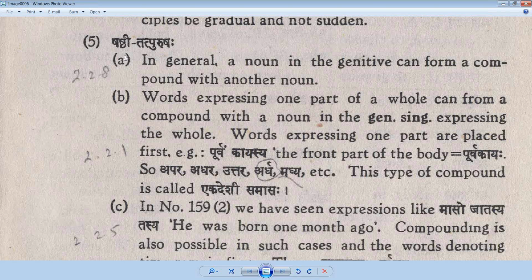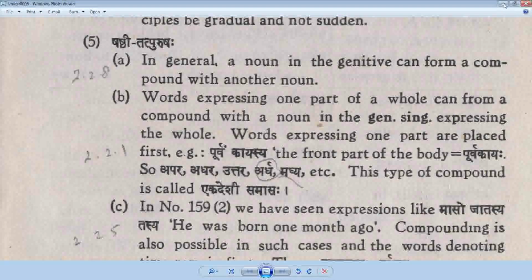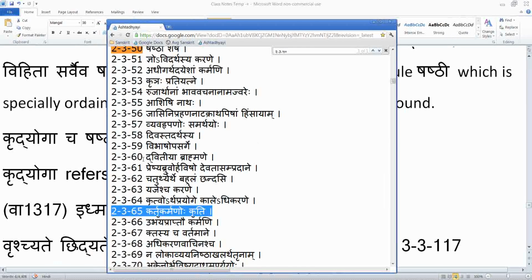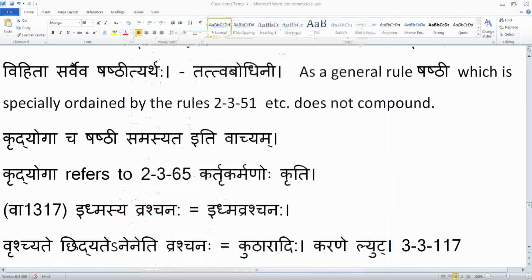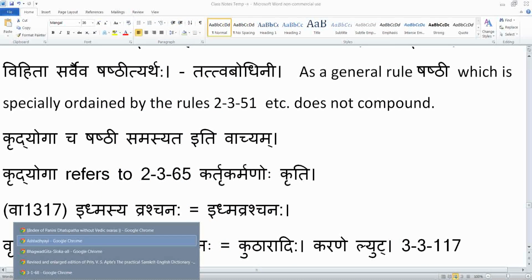So that's where we are in the book. This entire thing is not in the book which we are using right now. So now, by this vartikam, the shashti prescribed by 2-3-65 would not compound. But we want that to compound. So look at what example that is: idmasya vrashchanaha. Something which cuts, like firewood. So that should also be allowed to compound.